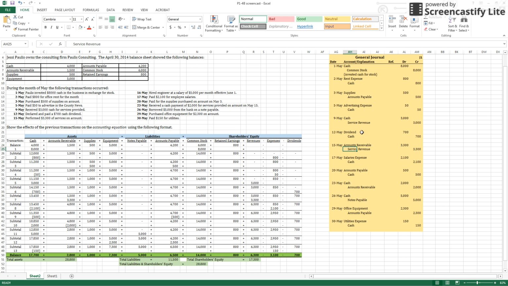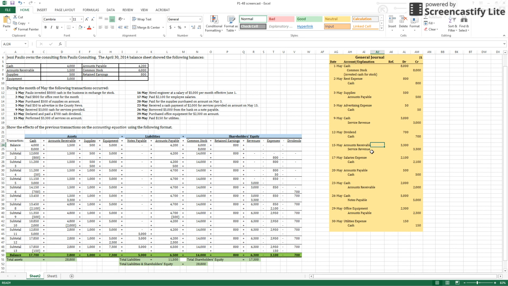On the 12th of May, we declared and paid a $700 cash dividend. That is a debit to dividends because, again, they are an opposite, a negative in shareholders' equity. We would debit dividends $700, and credit cash for $700.